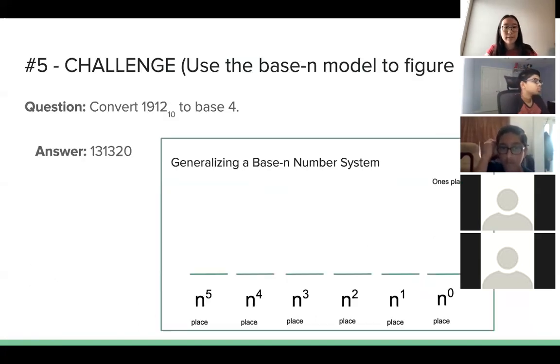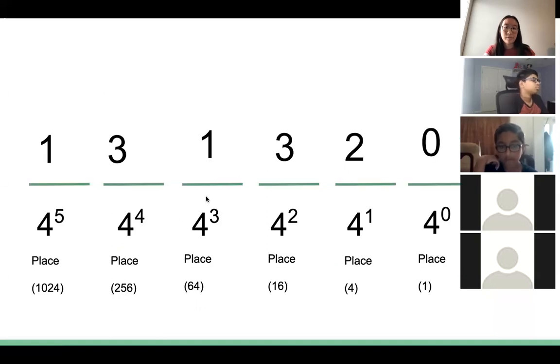So our number is 1912. We're going to look at the biggest place value that's going to fit into it, which is 1024. So we write a 1, and only 1 is going to fit in there. You can't write a 2 here because that's more than the number we're trying to go for. So let me just write that over here to help: 1912.